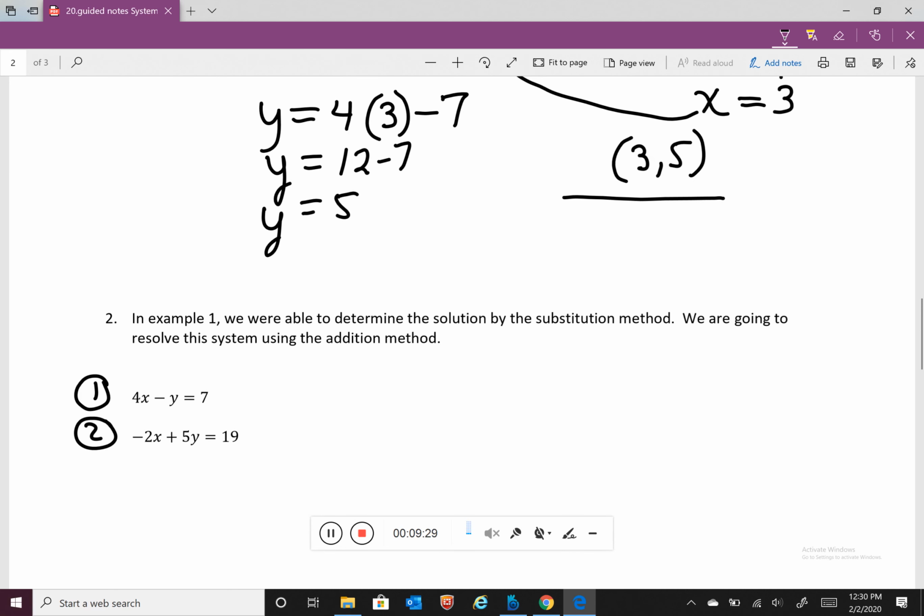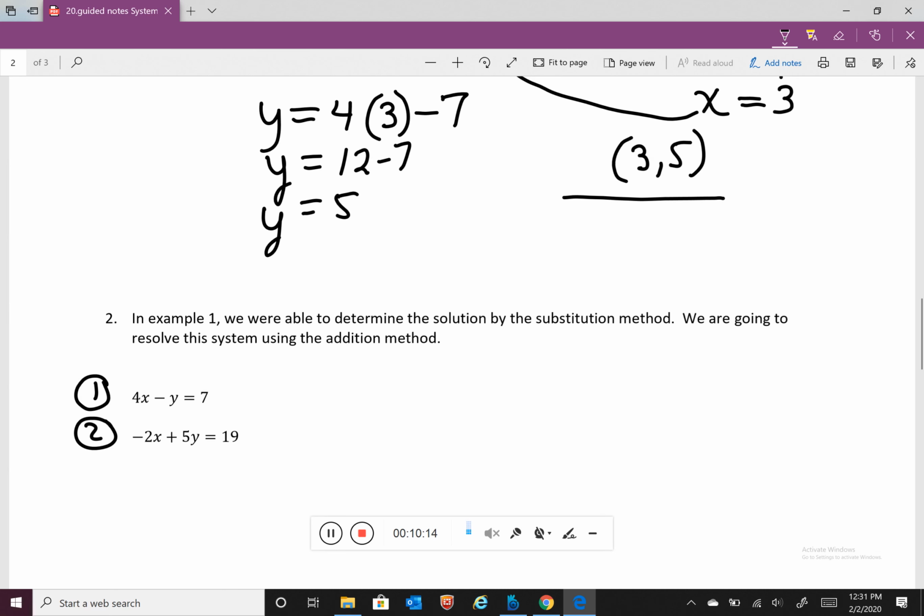Notice the coefficient of the first x term is 4. The coefficient of the second x term for equation 2 is negative 2. If we simply add them, they will not cancel. That is the same for the y terms. If we simply add them, they will not cancel. So we need to figure out what we have to do to one or both of the equations in order for the variables to cancel.